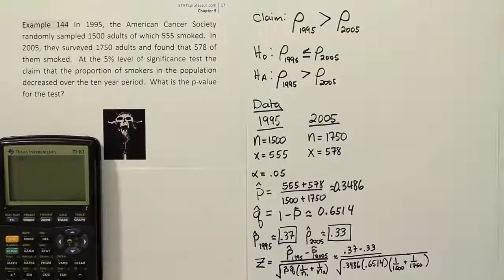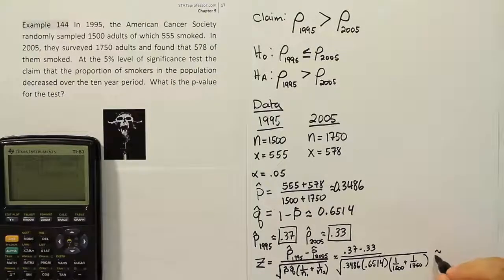So the top is 0.37 minus 0.33. Close it up, divide by, then take your square root, and put 0.3486 times 0.6514. Now here's the part where you need to put an extra parenthesis, so you're going to open up a parenthesis and do 1 divided by 1,500 plus 1 divided by 1,750. Close up that parenthesis. And you close it up one more time for the square root to end, hit enter, and you get 2.39 approximately.